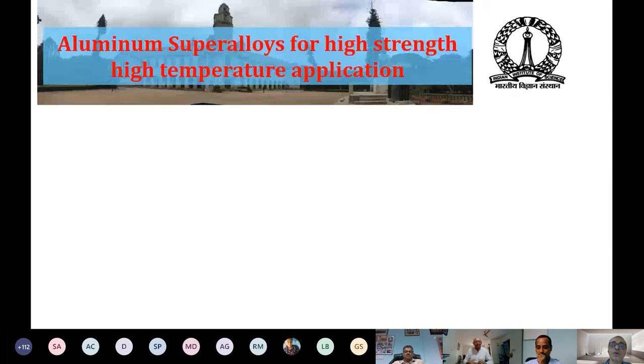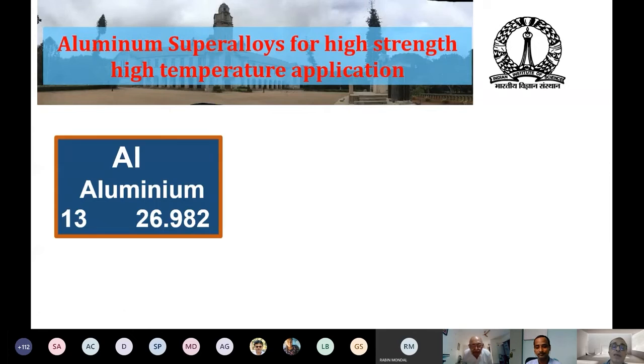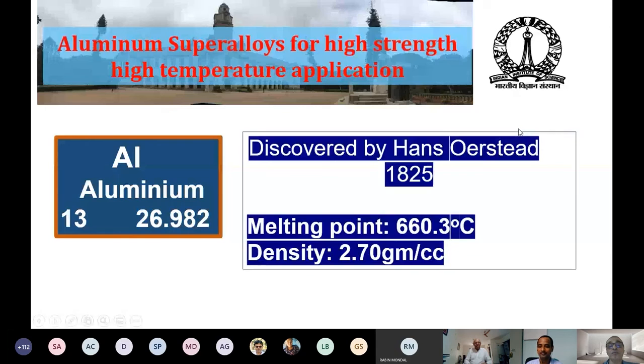Of course, I am talking about aluminium. It has a periodic table position of 13, and it has atomic weight of 26.982. Because everything starts with a periodic table. And if you look at a little bit of history, it was discovered by Hans Oersted, the same physicist who has done many other things, in 1825. So unlike iron, copper, zinc, it is a very new metal. About 200 years back, its existence was not known.